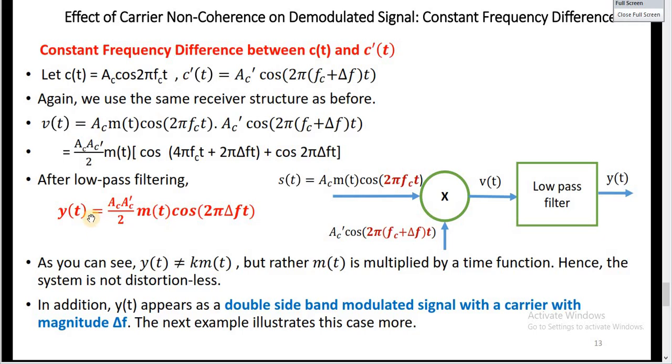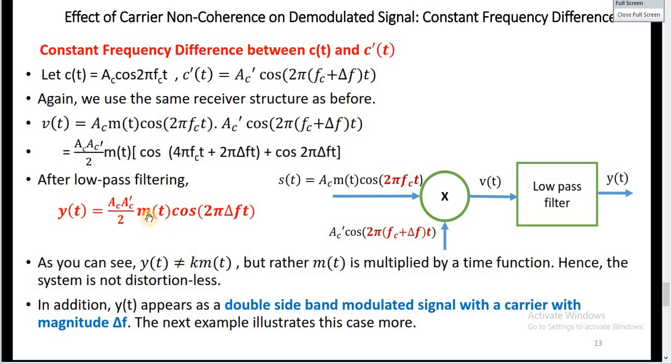The answer is no. y of t does not equal a constant times the message m of t. Rather, y of t equals some function of time times the message m of t. Therefore, this is not a distortionless transmission, which means that failing to obtain a frequency at the receiver side which equals that used at the transmitting side means that we will have distortion of the output signal. As you can see, y of t does not equal a constant times m of t, but rather m of t is multiplied by a time function. Hence, the system is not distortionless.